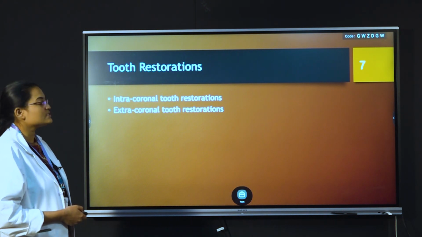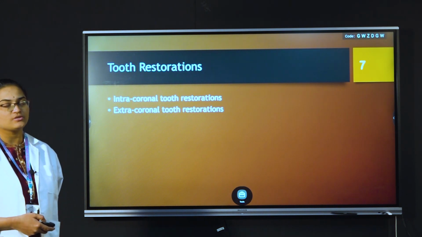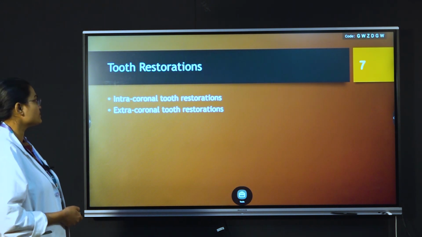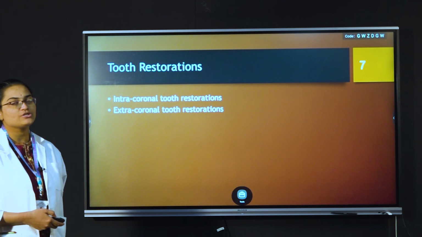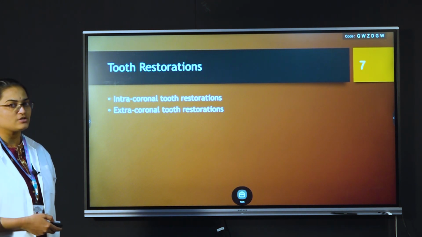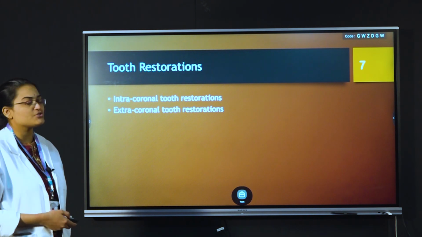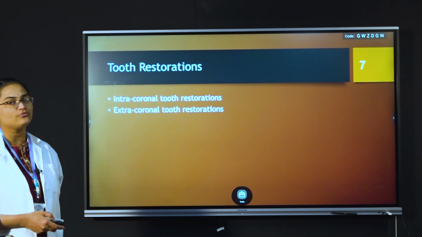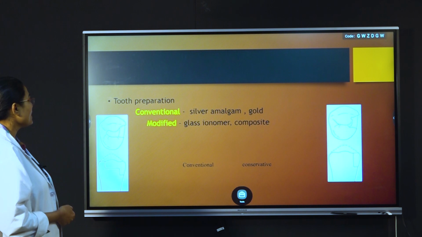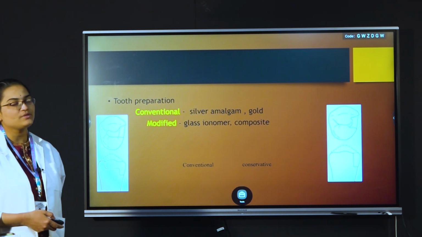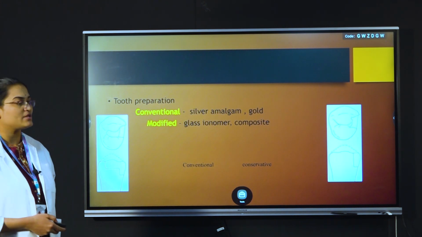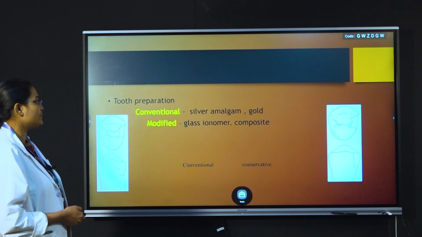Coming to the tooth restorations, there are two types, the intracoronal restorations and the extracoronal restorations. The intracoronal tooth restorations are where we make a cavity preparation and go for a restoration. The extracoronal tooth restorations include full coverage restorations. Coming to the tooth preparation, there are various types like conventional and modified preparations.